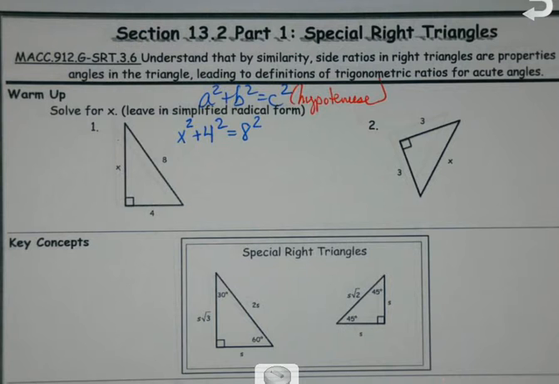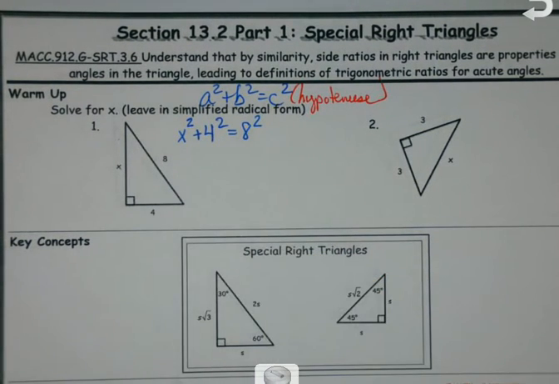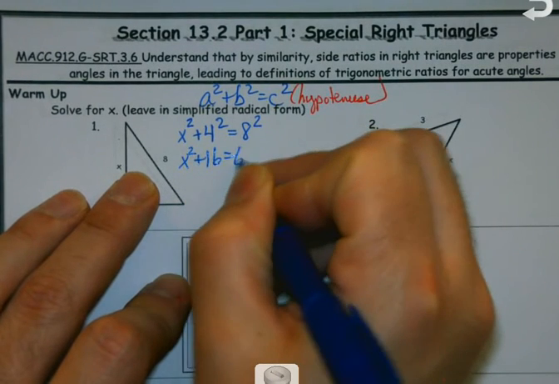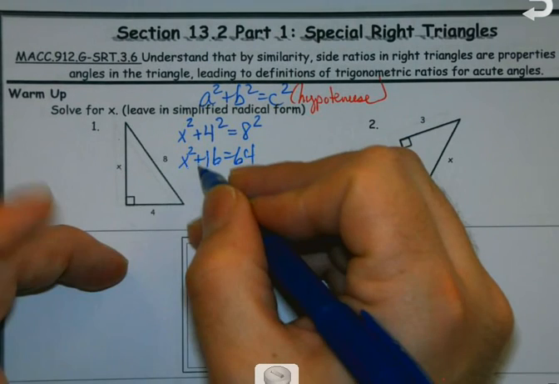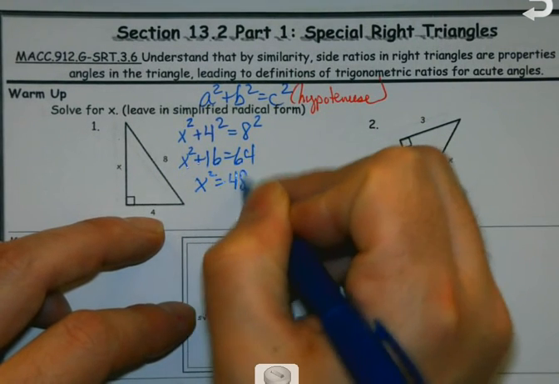Correct. The question was, does it matter on these which one is which? Like if I put 4 squared plus x squared or something, it doesn't matter a bit, as long as I get the hypotenuse part right. So I'd go ahead and work this out, minus my 16 over, to solve for my x squared.